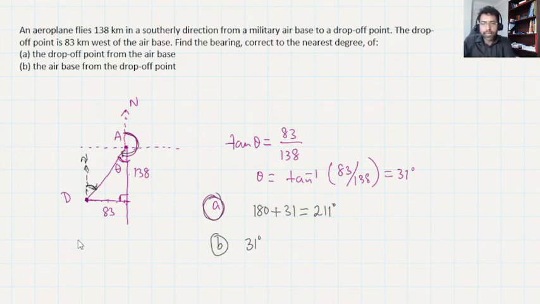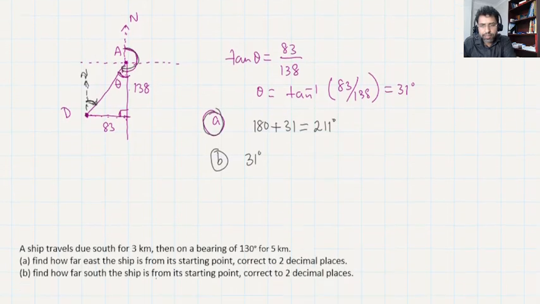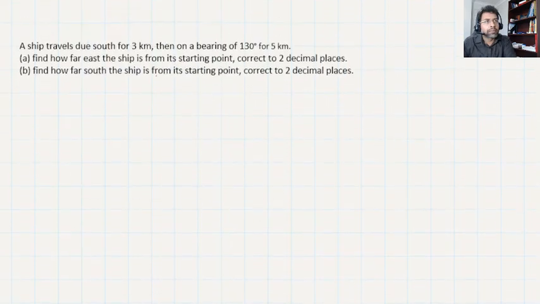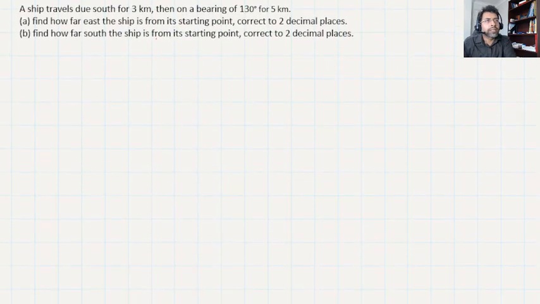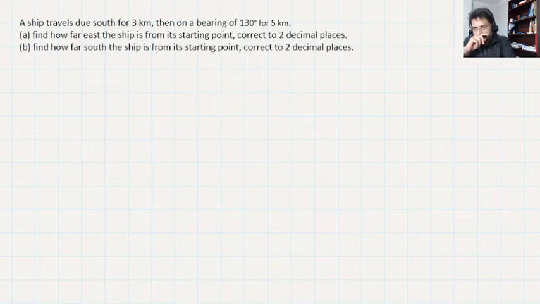Let's look at another example, and then we can see what kind of questions can be asked in trigonometry in regards to bearing. Here we have the question: a ship travels due south for 3 kilometers, then on a bearing of 130 degrees for 5 kilometers.